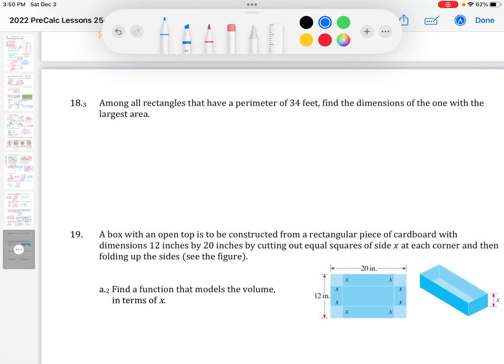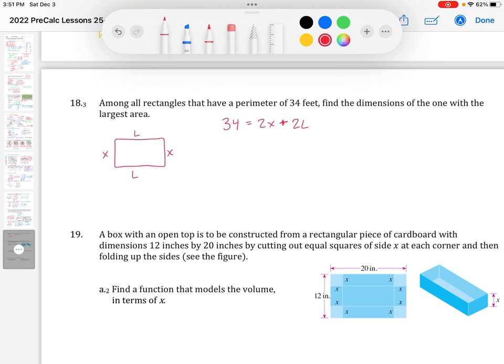All right. 18 is one we will be able to do by hand. We've done a few problems like this in class. So it says, among all rectangles that have a perimeter of 34 feet, find the dimensions of the one with the largest area. So here's this rectangle, and we know that this is X, and I'm going to call this L and this L. Doesn't really matter what you use for those dimensions. But I know for my rectangle, the perimeter is going to be 34, which has to come from those two X's plus those two L's.